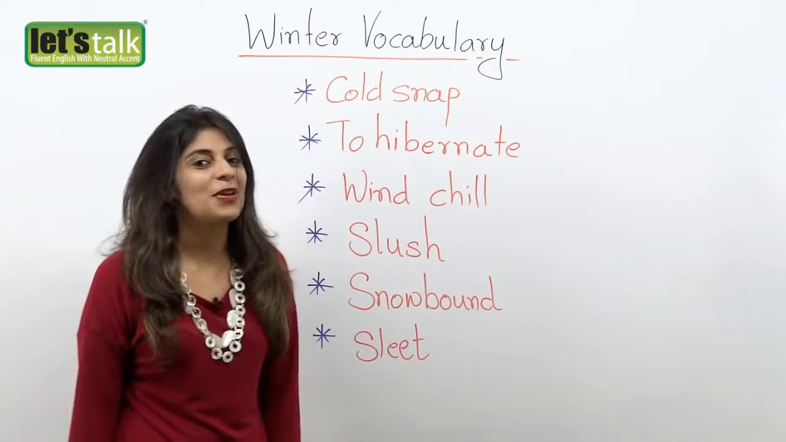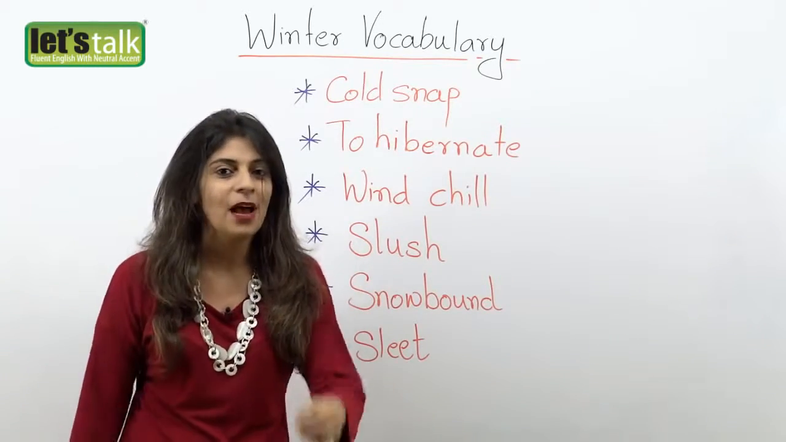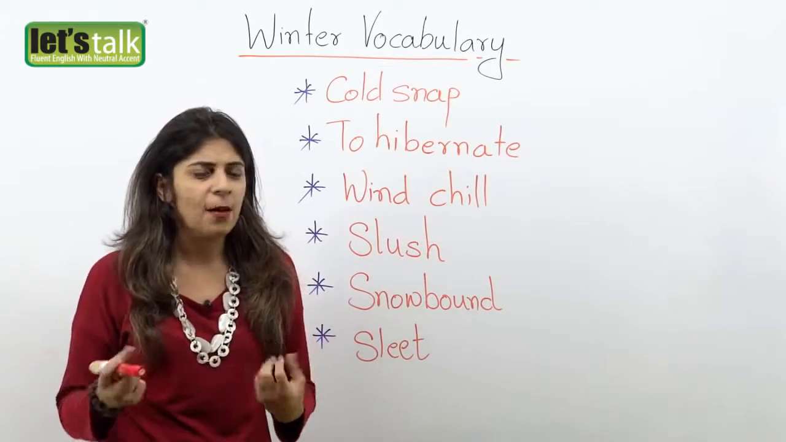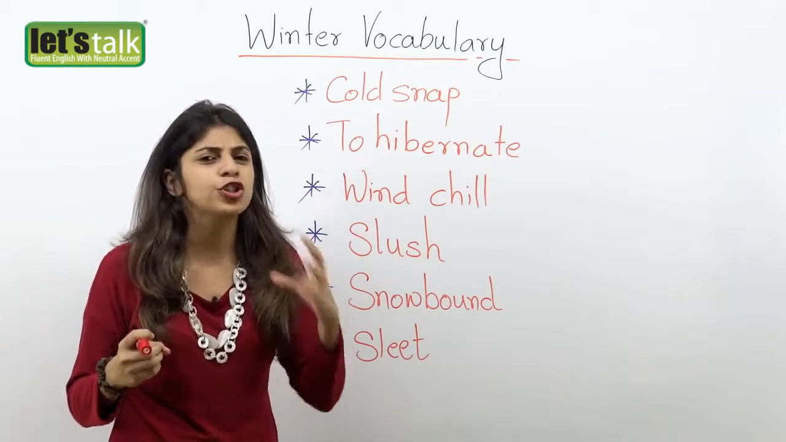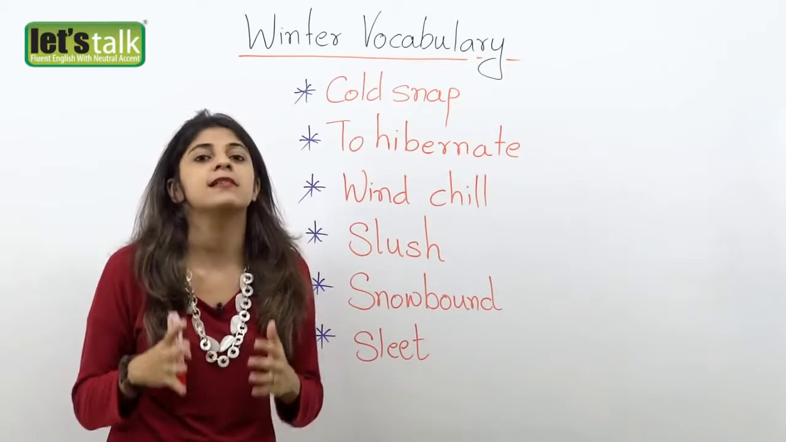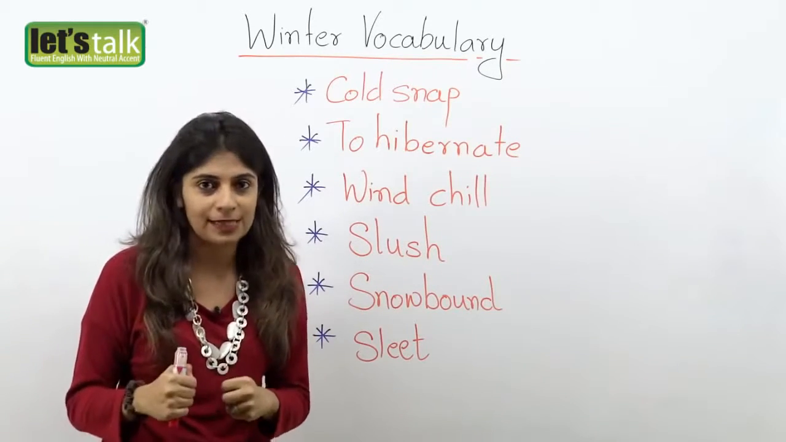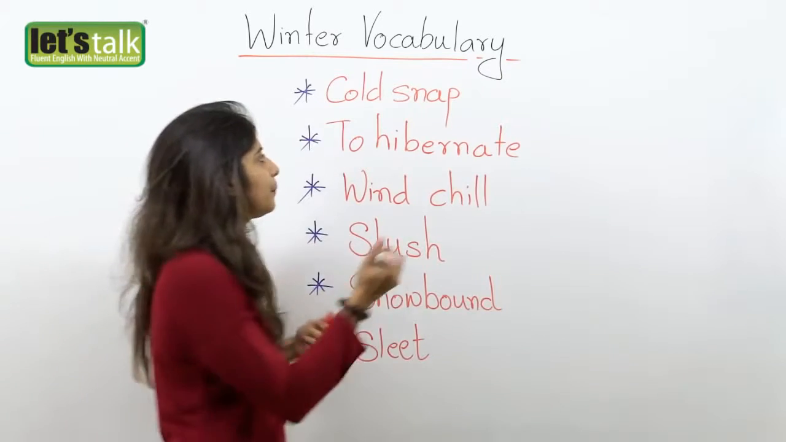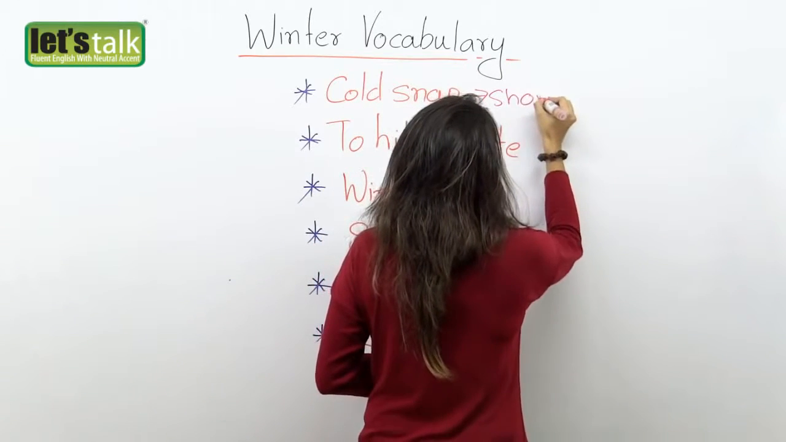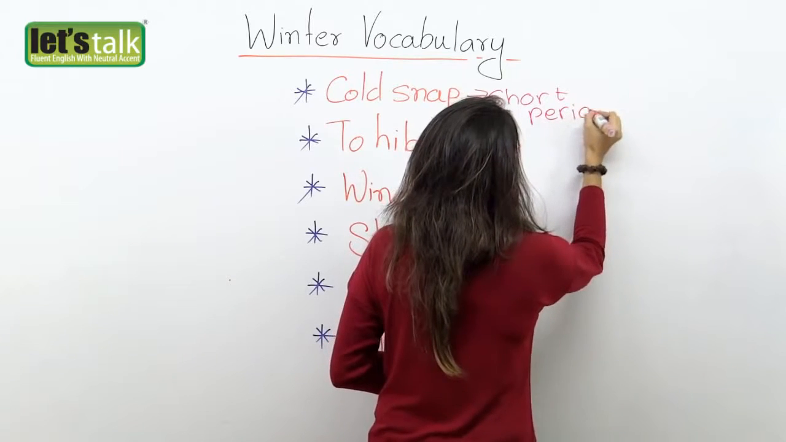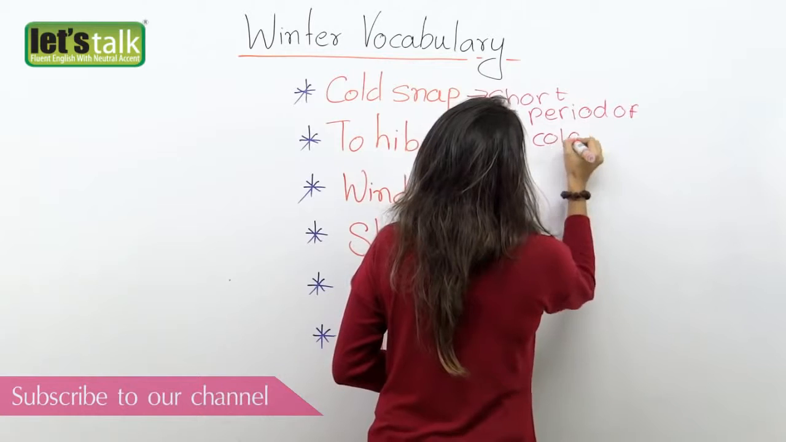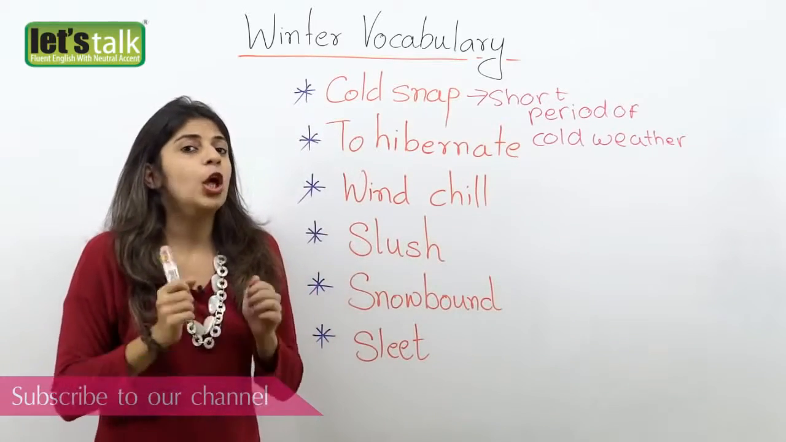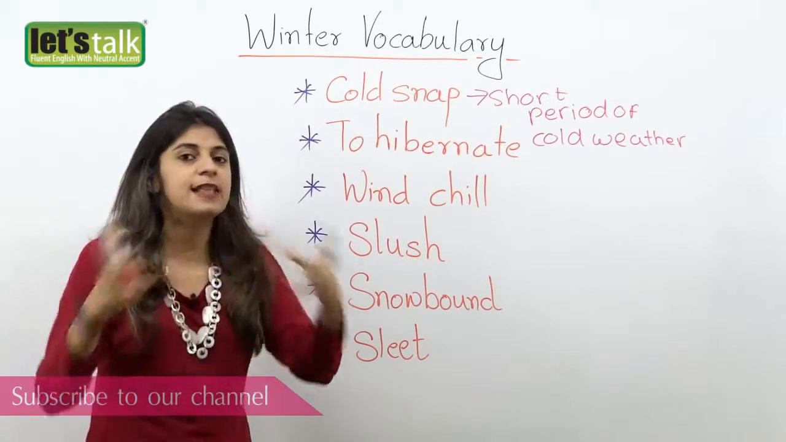The first word that we have over here is a cold snap. What is a cold snap? You know, at times when the weather is really nice and pleasant, but suddenly for a few days or for a short period, the weather gets very cold. It is so chilly outside. So that short period is called a cold snap. It is a short period of cold weather, a sudden outbreak of the cold weather.